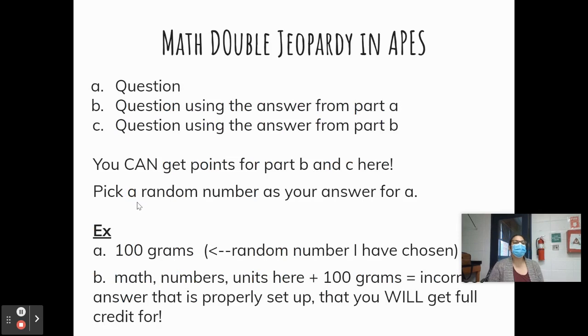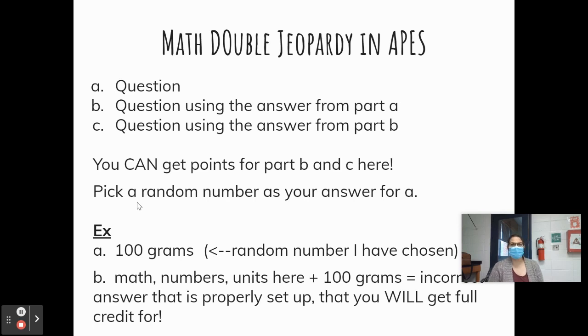So if we have question A, B, and C, okay, so A is your question, B is your question using the answer from part A, and C is your question using the answer from part B. There are a lot of questions, math questions, that build on each other in the AP exam. But the thing is here, you can get points for part B and C.